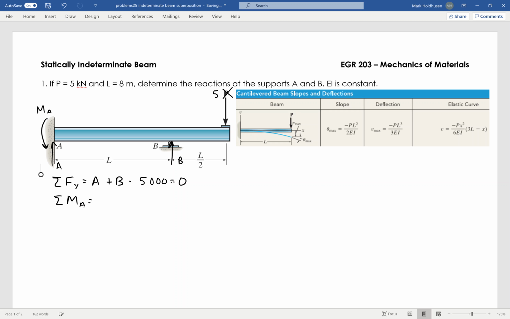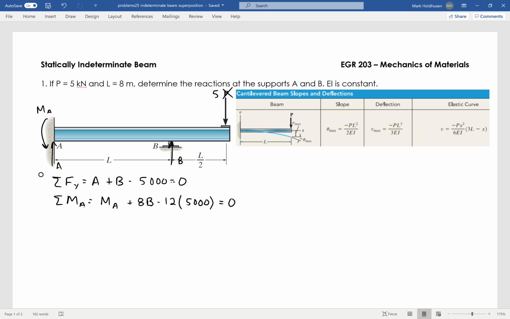Then I'll sum the moments about A. I want to make sure I include my moment A, the reaction moment at A, and then I have L times B, where L is 8, so 8B, and then minus 12 times 5,000 equals 0. So here are two equations, but three unknowns. I have A, B, and the couple moment at A.